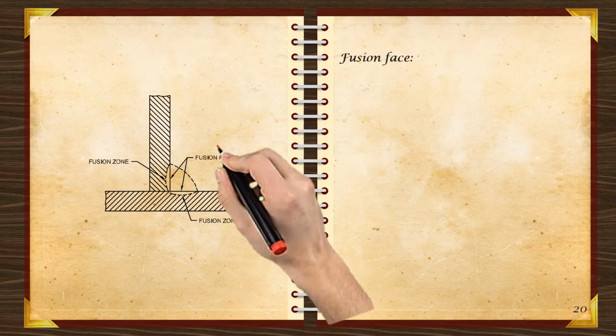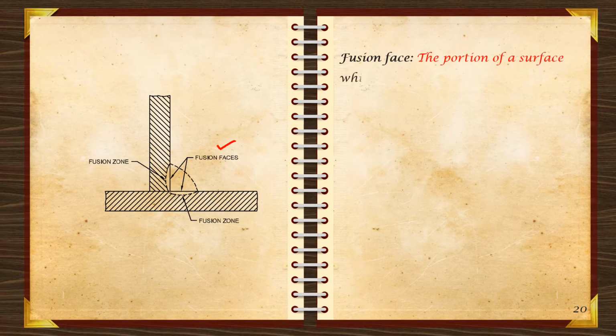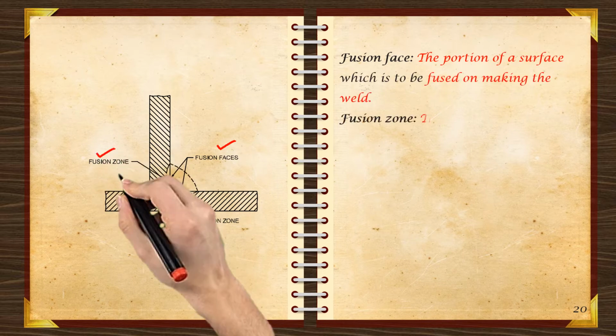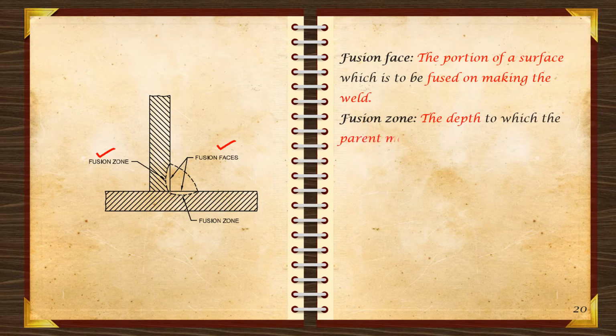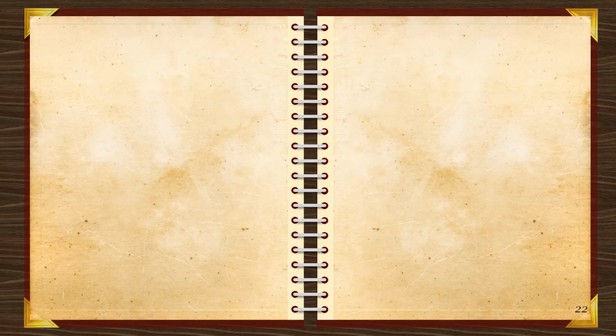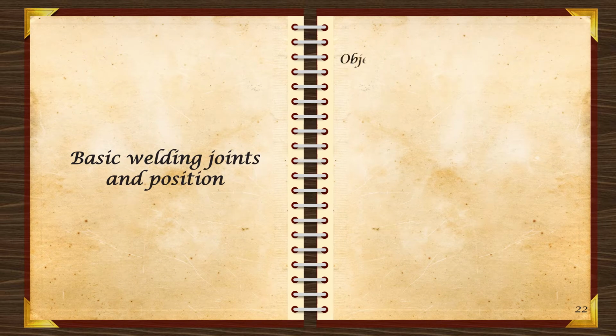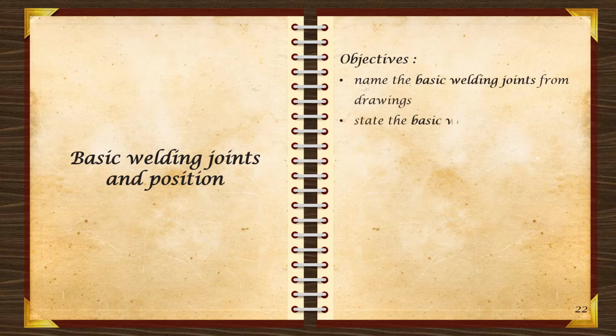Fusion face is the portion of a surface which is to be fused on making the weld. Fusion zone is the depth to which the parent metal has been fused. Let's see our next topic, basic welding joints and position. The objectives of this topic are, at the end of this topic you shall be able to name the basic welding joints from drawings and state the basic welding positions from drawings.